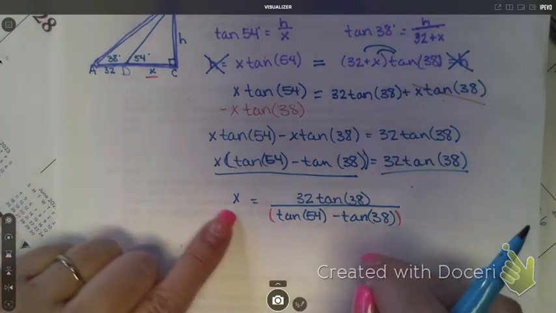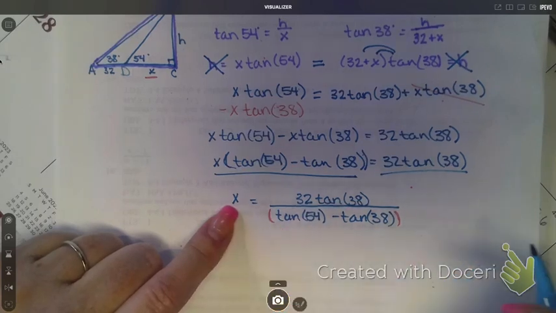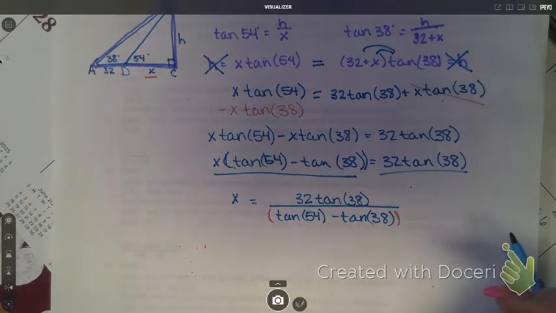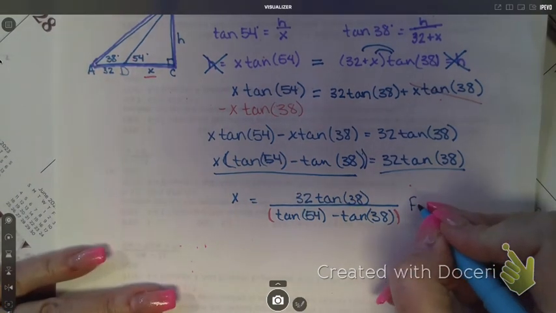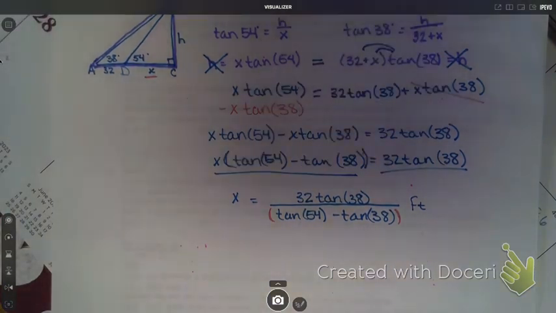Okay, now do I have x? I don't know what it is, but do I have it? Yeah. Okay, I'm going to see if they have any units on this thing. Oh, feet. So this is just feet. So what do I do now? Put it in my calculator.